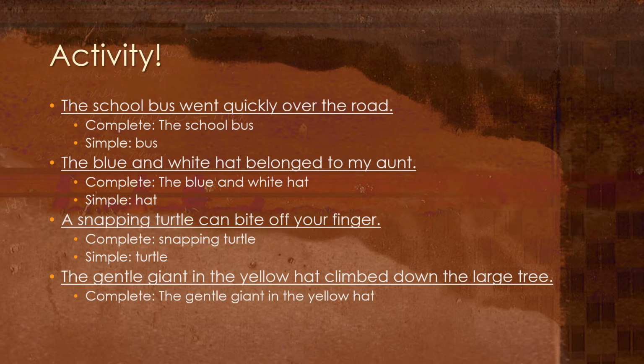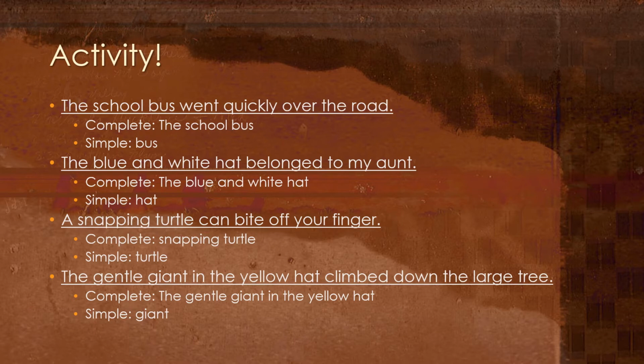Now, the typical temptation that most people have when it comes to this particular example is people tend to look at whatever the last word is, right? Up until now, that's been our precedent, right? But in this case, the hat is not the thing climbing down the large tree. The giant is, okay? So the gentle giant in the yellow hat is our complete subject, but if we strip away what it's wearing and whatever personality traits it has, we're left with just the giant. Okay? So again, not to confuse anybody further, but sometimes when it comes to finding just a simple subject in a sentence, it's kind of difficult in some cases because, again, it's buried under a lot of extra stuff.